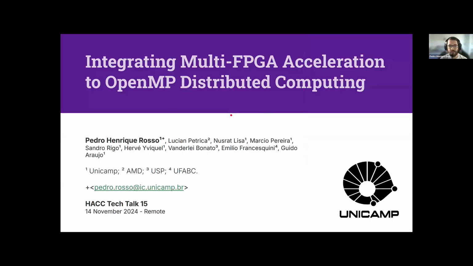Today I will be speaking about integrating multi-FPGA acceleration to OpenMP distributed computing. So this basically adds FPGA acceleration to OMPC, which is the OpenMP Cluster framework programming model that it's basically our main project here in our laboratory in Brazil.